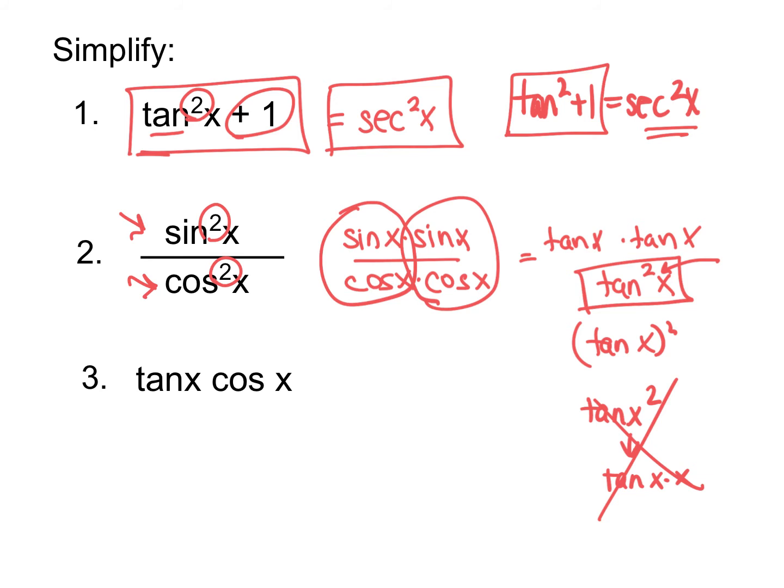All right, the last one down here, you will notice we have a tangent. If we write that in terms of sine and cosine, we could write that as sine of x over the cosine of x. And that is being multiplied by the cosine of x.